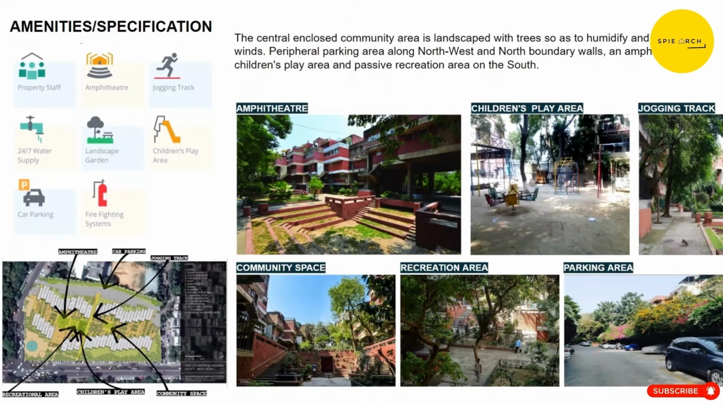So we can find there is a seamless integration of the built and the open at Tara Housing. As we can see, the amenities it offers include the central enclosed community area, which is landscaped with trees, peripheral parking area along the northwest and north boundary walls, an amphitheater, children's play area, and a passive recreation area on the south. These attributes play a crucial role in a building which is in use 24 hours a day and where the residents are permanent, thus mingling and forming relationships at a much larger level in a community.